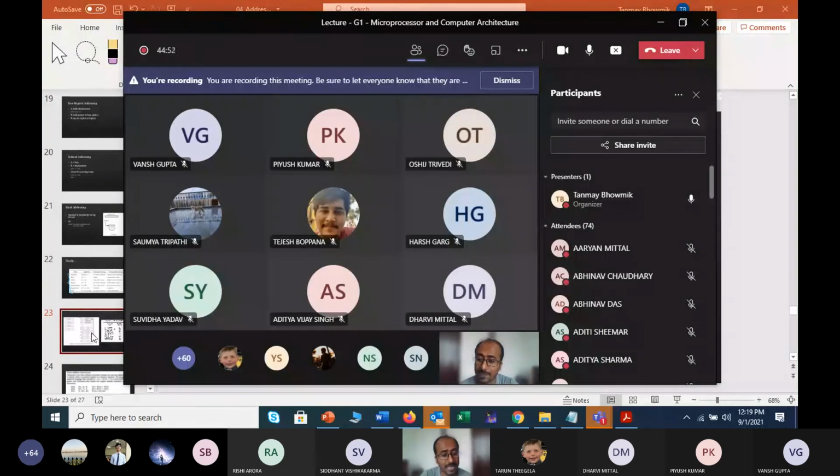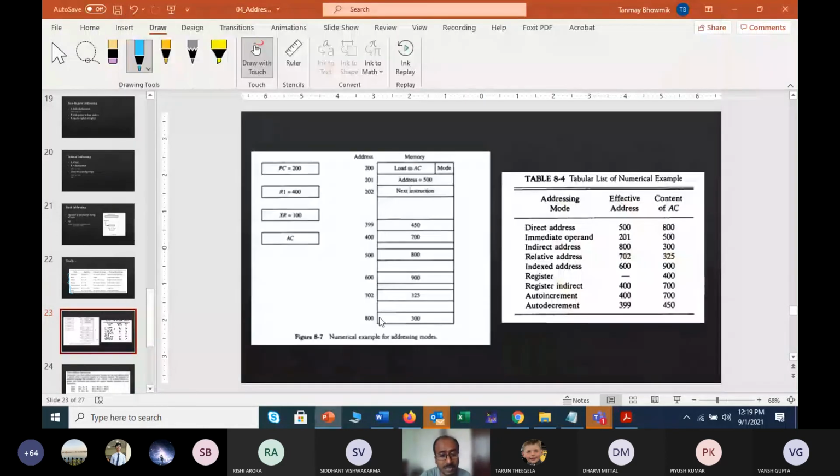You can go to chapter 8 of this book and see figure 8.7. Figure 8.7 has the same numerical problem. Same means that I have copied and pasted the same thing in this slide. So the same numerical problem is what we will try first.